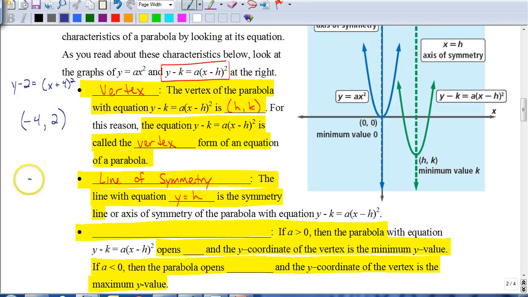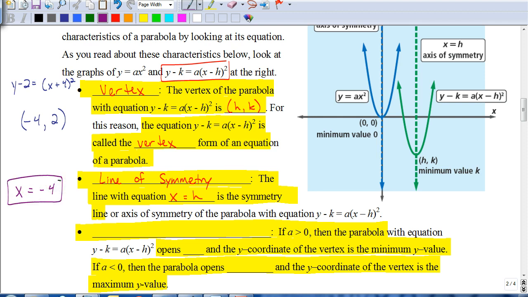So if we were asked to find the line of symmetry, I'm sorry, I said that wrong back here. My apologies. I don't know why I said y. It should be x equals whatever h is, because this is going to be a vertical line in the form x equals some number. Vertical lines are always in that form, x equals some number. So in this case here, my line of symmetry would be the line x equals negative 4.